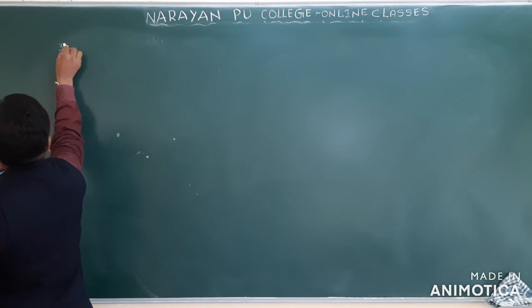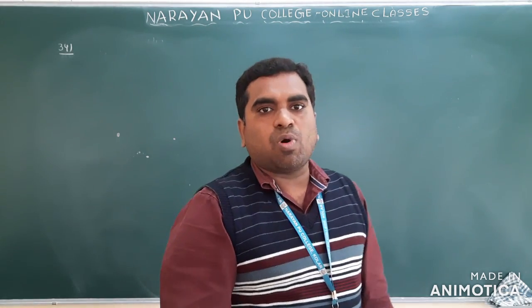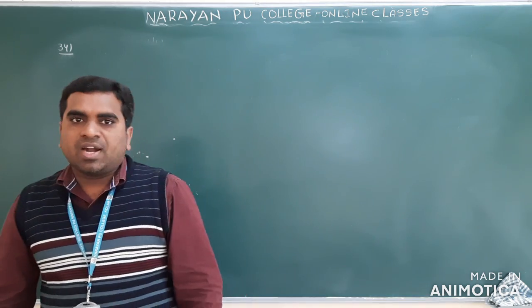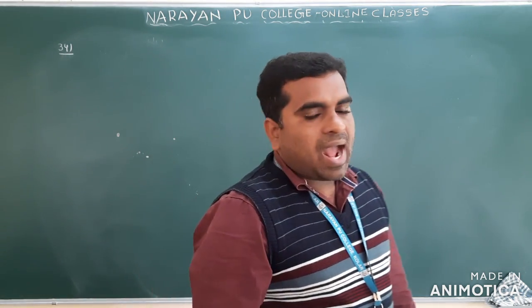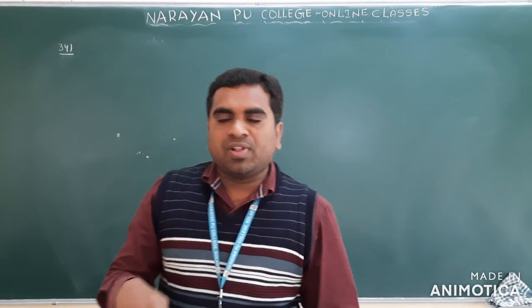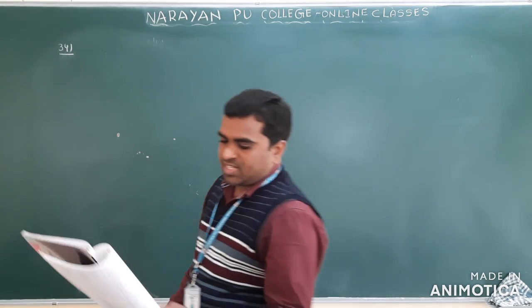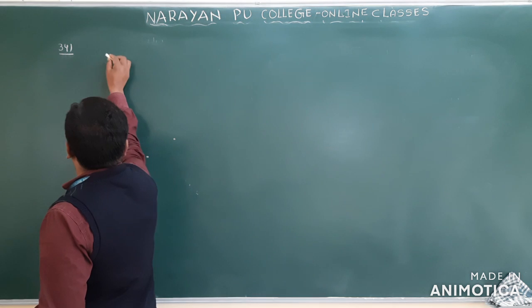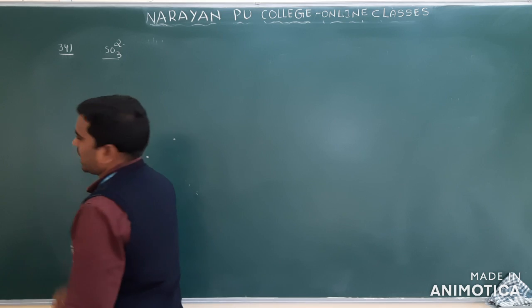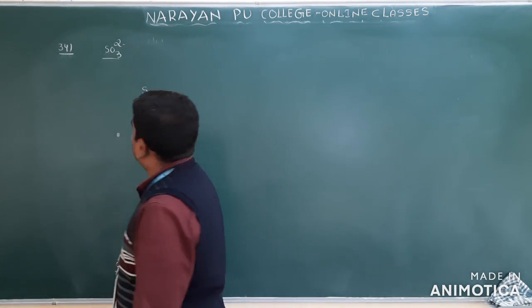Question number 34. Which has a coordinate bond? Clear? I said how to do this. Write the central atom first and after that the surrounding atoms, and first try to fulfill the central atom's octet. So the first one, SO3 2 minus. What is the central atom here? Sulfur is the central atom.